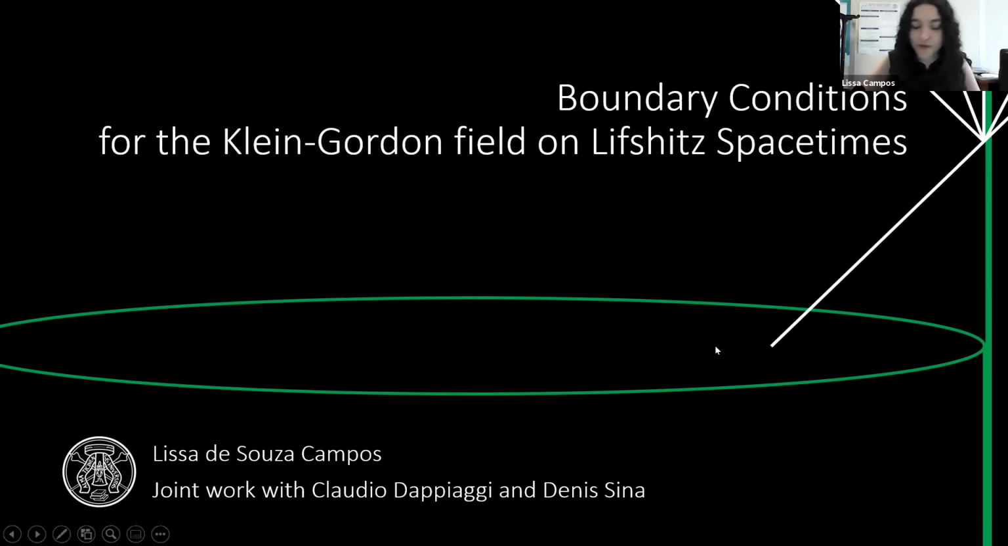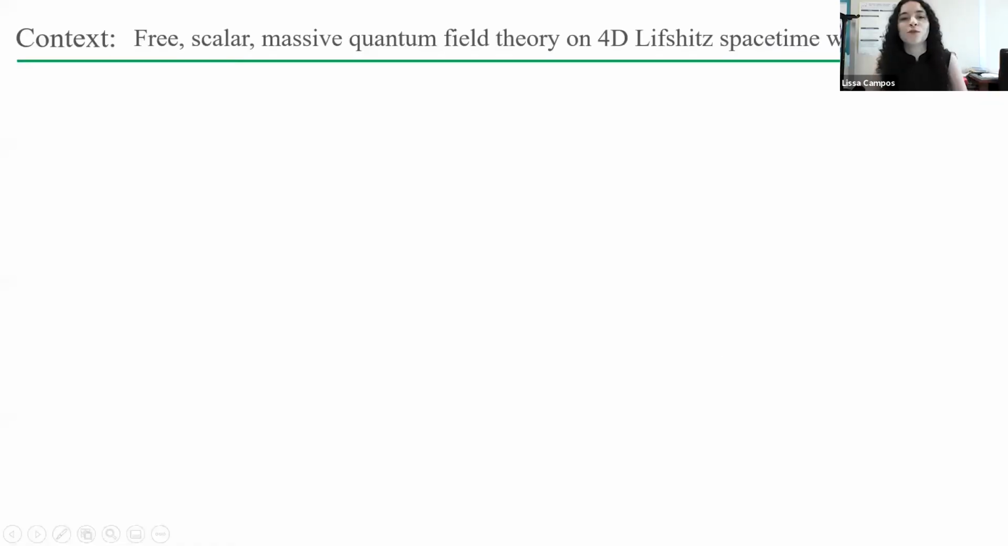So I will consider a free scalar massive quantum field theory on a 4-dimensional Lifshitz spacetime with critical exponent z equals 2. I don't actually work with Horava-Lifshitz theory. I work with quantum field theory, but the methods do apply on Lifshitz spacetime, and maybe something can come out of this.